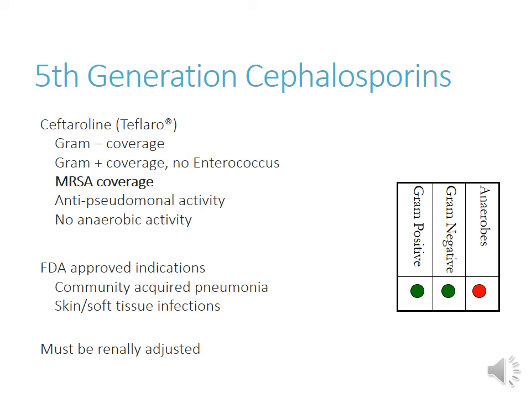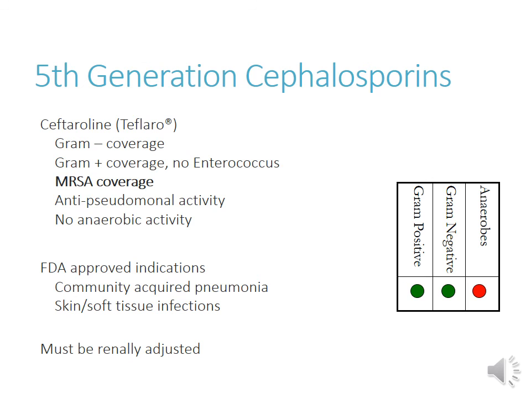There's ceftaroline, otherwise known as Teflaro. This one's really interesting because it has good gram-negative coverage, good gram-positive coverage, still no Enterococcus, but it actually covers MRSA. So if you were worried about MRSA, this might be a decent agent to go with. Still has anti-pseudomonal activity and does not have any anaerobic activity. So this might be a good option if you're worried about a patient who might be at risk for MRSA and Pseudomonas.